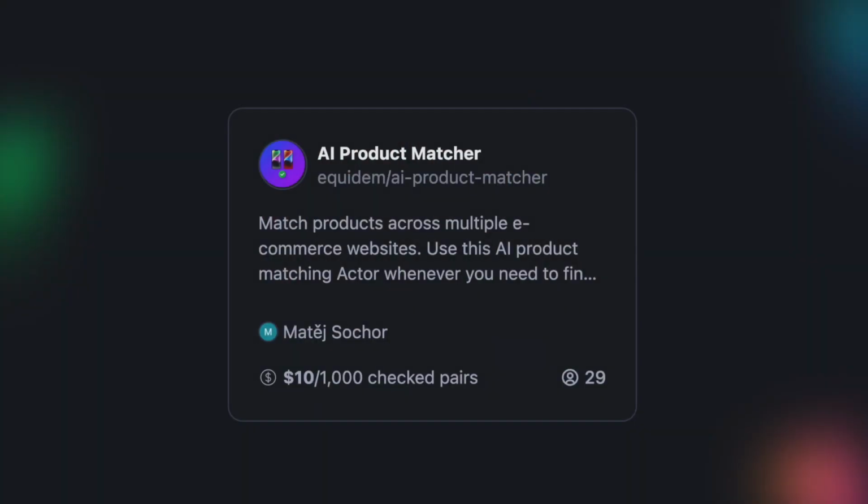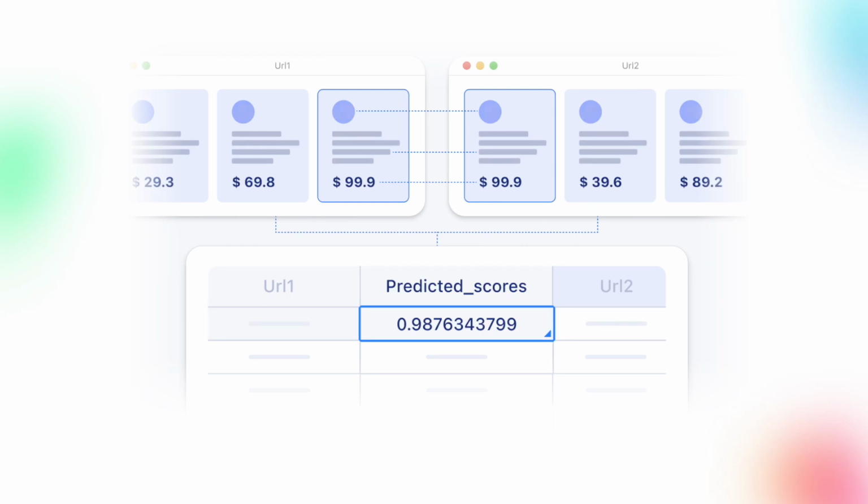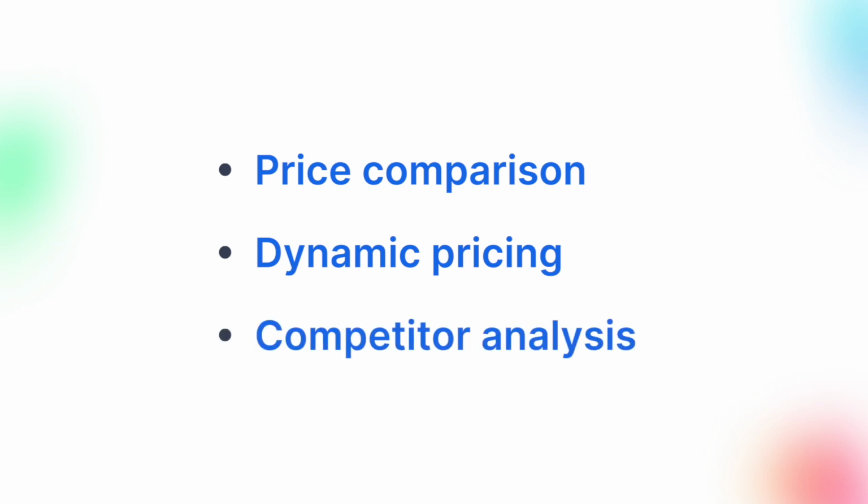Today we'll be discussing the newest AI tool from Apify, AI Product Matcher, and how to use it to automate product mapping. First of all, what is product mapping, or product matching, as it is often called? Product mapping is the process of identifying the same products across different online shops. Retailers use the matched product data for price comparison, dynamic pricing of their products, and competitor analysis.